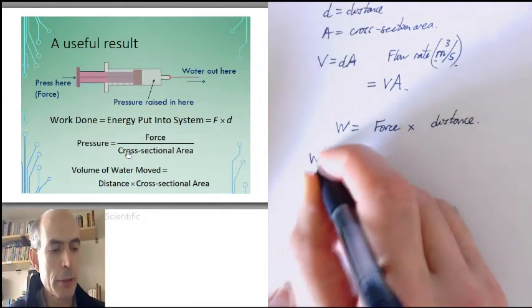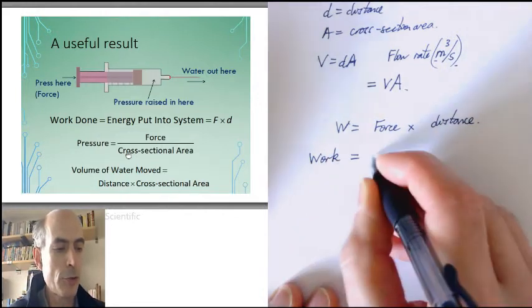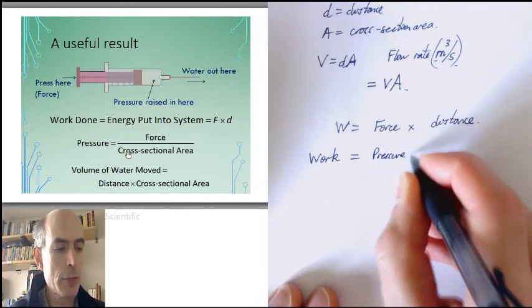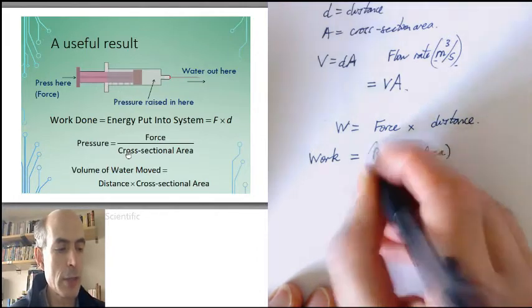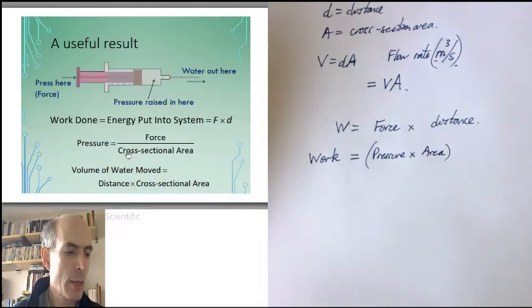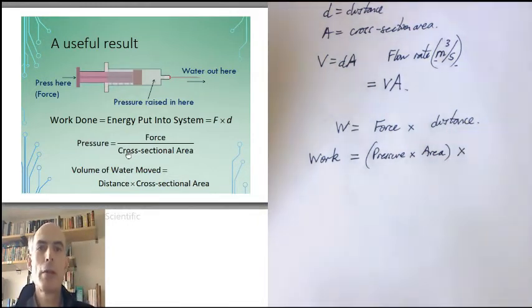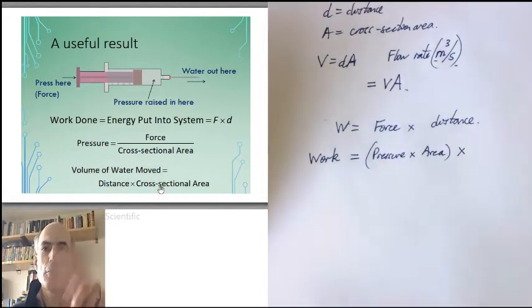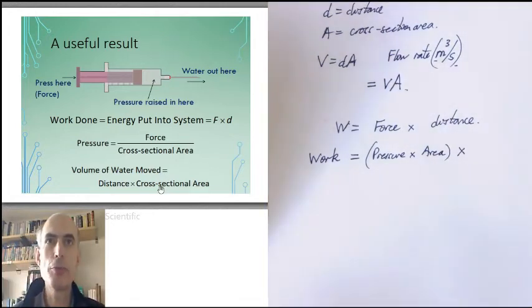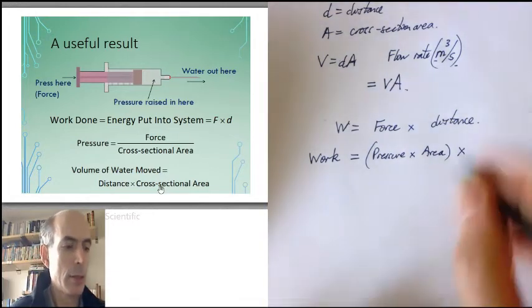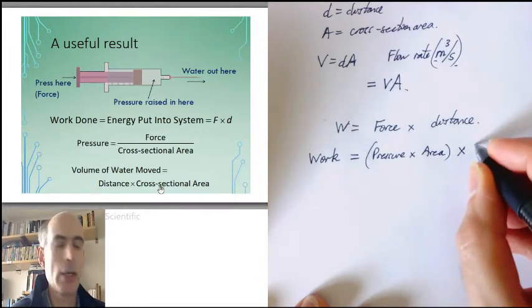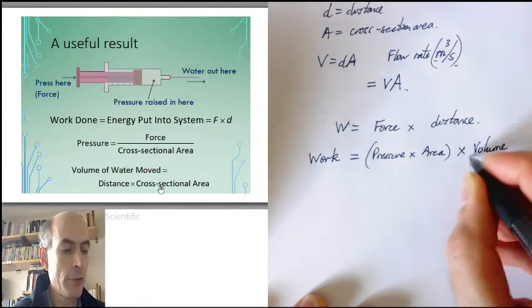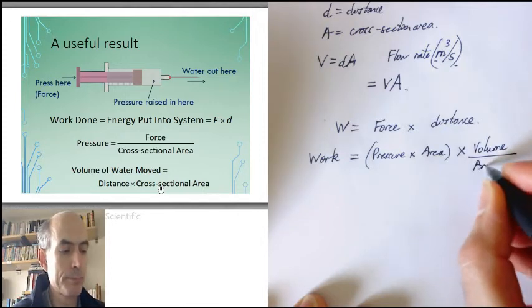So the work being done is the pressure times the area over which the pressure is being exerted. Now, the distance we can relate to the volume of water moved, because as we've just seen, the volume of water moved is the distance times the cross-sectional area of the pipe through which the water is moving. So the distance we could write as the volume of water divided by the cross-sectional area.